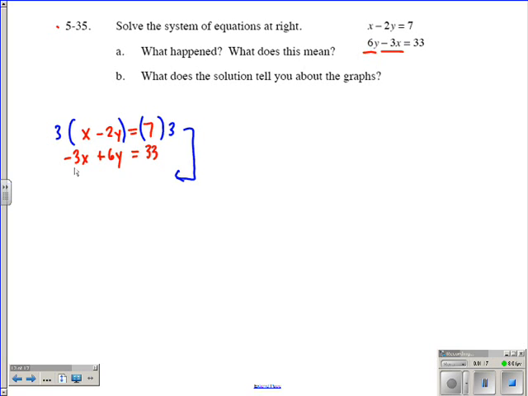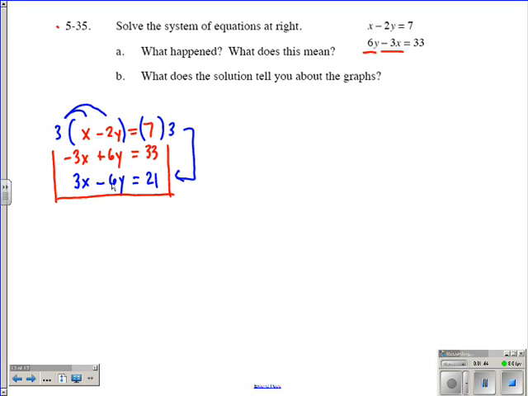So 3 times x is going to give me 3x. And then 3 times negative 2y is going to give me negative 6y. And 3 times 7 is going to give me 21. So now I have my system that I'm looking at. I got all of this here.